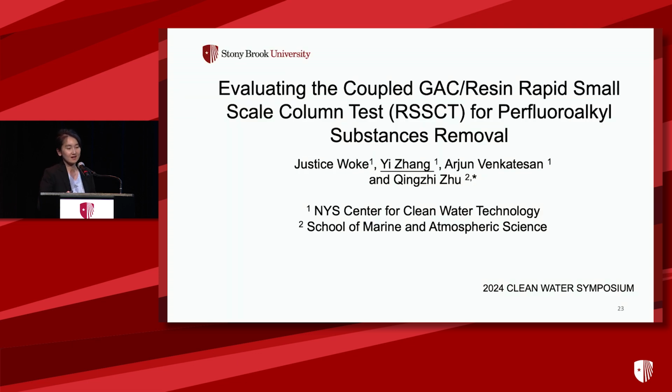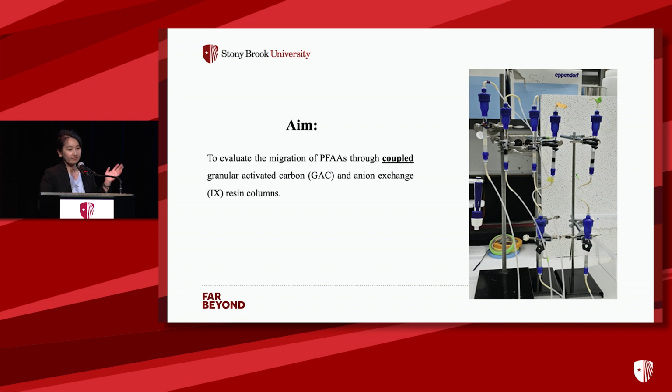Okay, so next I'm going to briefly touch on the column experiment for PFAS removal. We used a coupled GAC and resin rapid small-scale column test, or RSSCT, which is performed by our grad students. As you can see, the goal of the research is evaluating the removal of PFAS through coupled granular activated carbon and ion exchange resin columns.